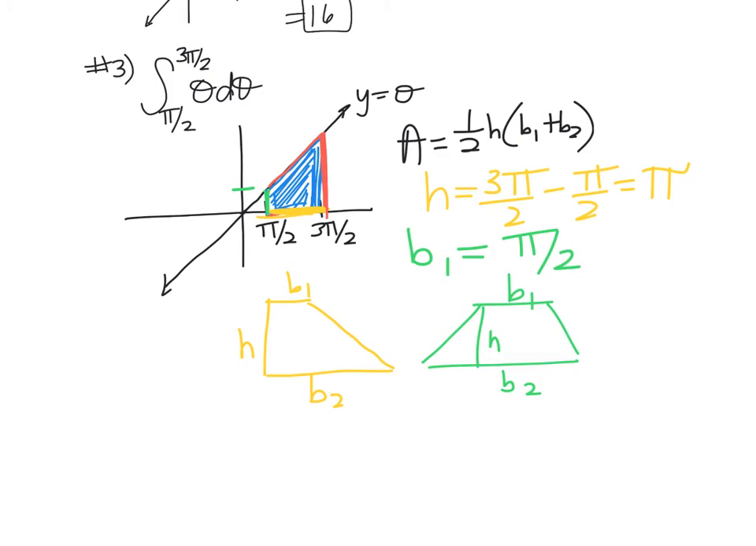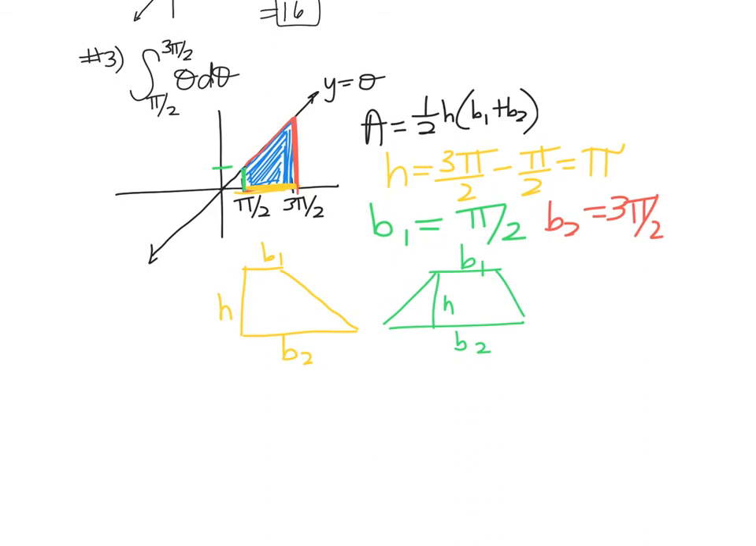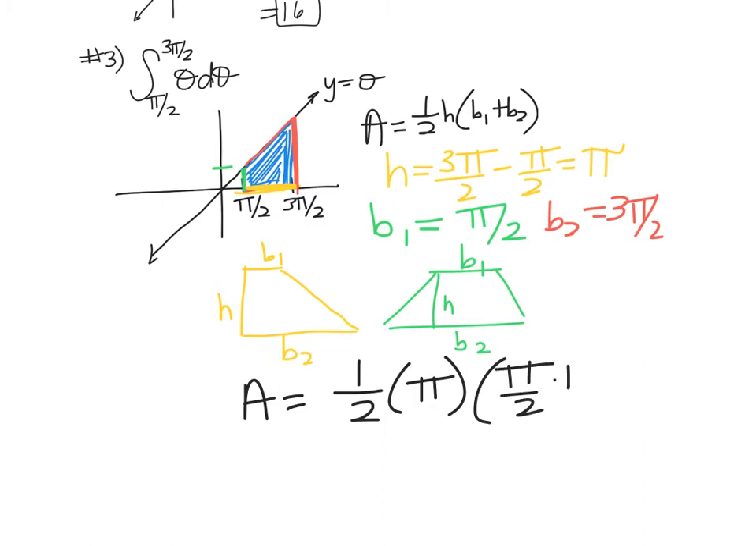The height is always the y value. So it's always to go to your function and plug in the x value, and that'll give you the y value. Remember, y and theta are exactly the same because it's a diagonal. And then B2 would be 3 pi over 2. Now we have all of our numbers. Let's put it all into the area formula. So the area of this trapezoid is 1/2 times the height, which is pi, times base 1 plus base 2, so pi over 2 plus 3 pi over 2.